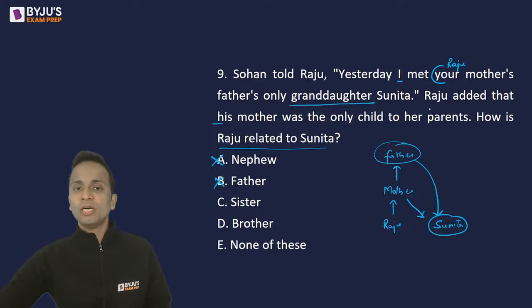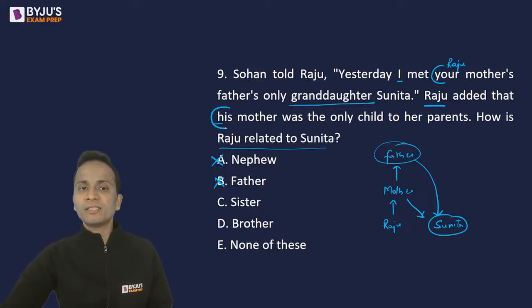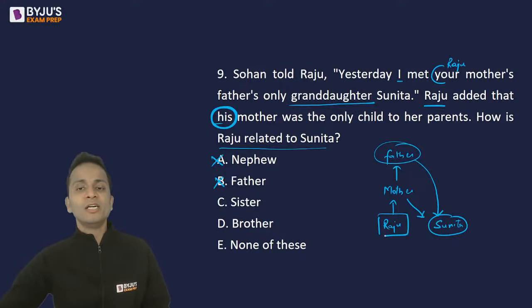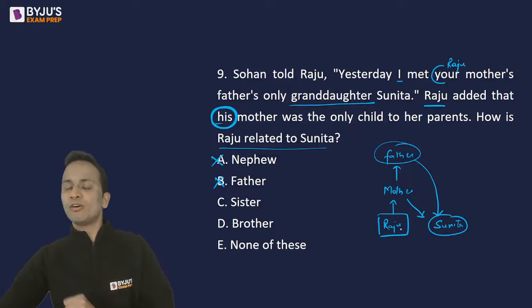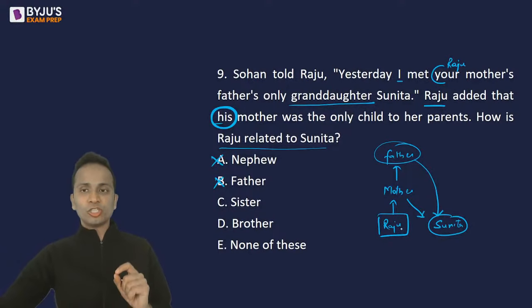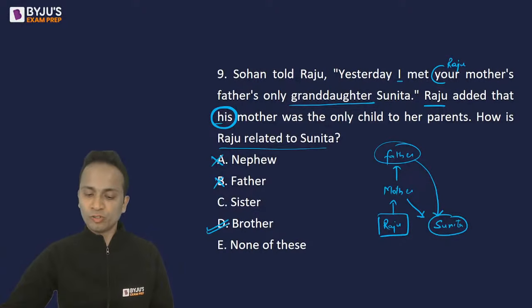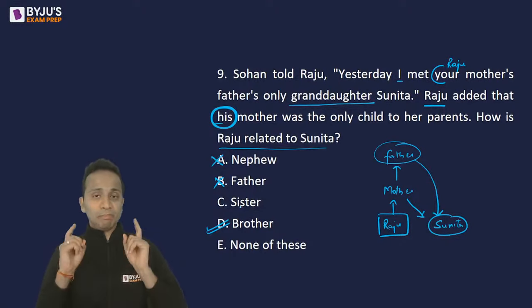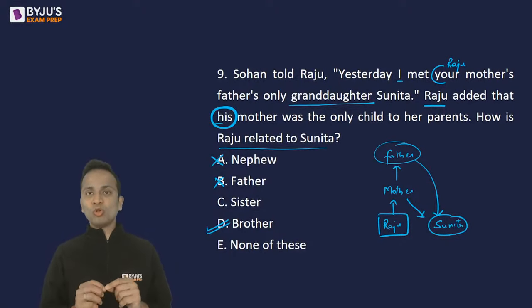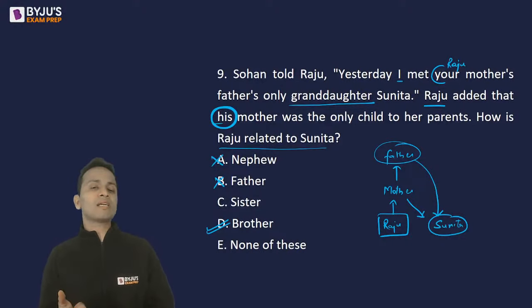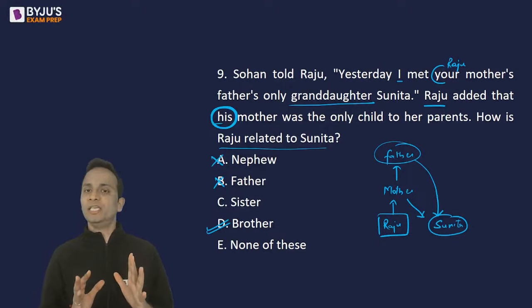Okay. Also, Raju's gender is known from this word. So Raju's gender is male. So Raju will be the brother of Sunita. Okay. So the question is, how is Raju related to Sunita? So Raju is the brother of Sunita. All right. Now be careful, until and unless you know the gender of Raju, you cannot mark brother as your answer. ठीक है? Raju का gender पता होना चाहिए.